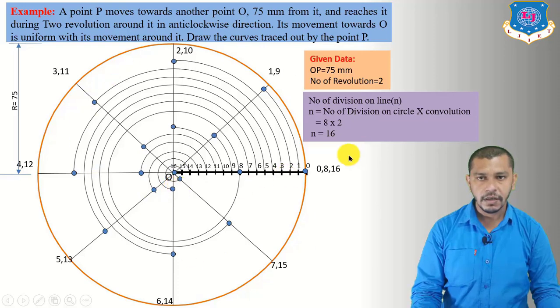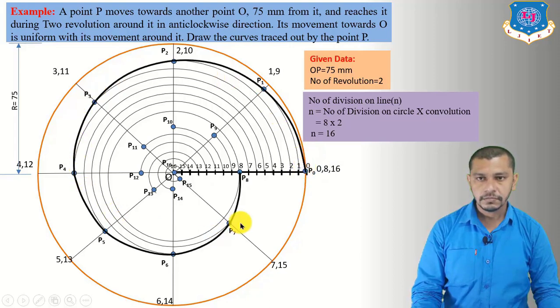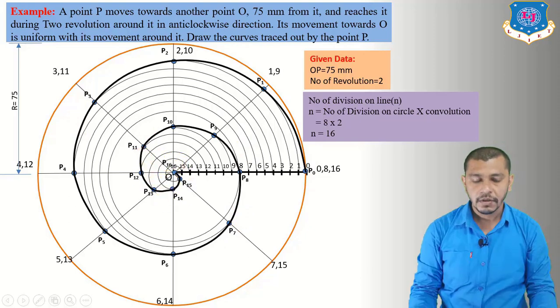And give the name of these intersection points. This will be P0, P1, P2, P3, P4, P5, P6, P7, P8, P9, P10, 11, 12, 13, 14, 15 and 16 at the center. Now draw the freehand curve passing through these points, which gives us the Archimedean spiral for two convolutions. Now the method to draw normal and tangent will remain same.